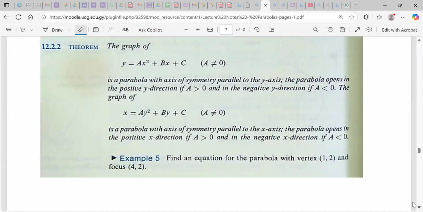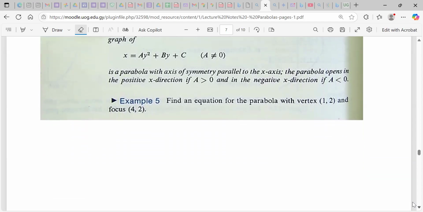So here's some additional. Well, this is a theorem, really. What are they saying here? If you have a parabola of that form, they're telling you how it should open and the axis of symmetry and all of that. You know this from CX, yeah?